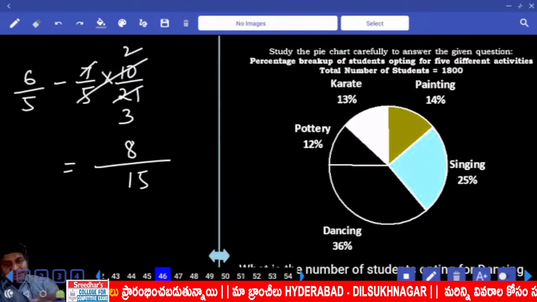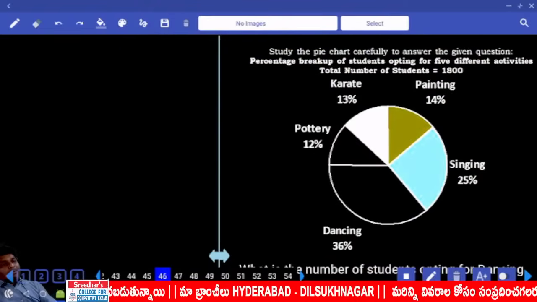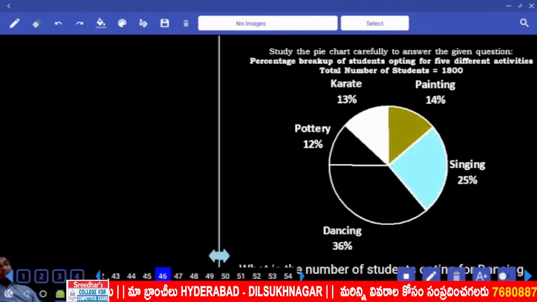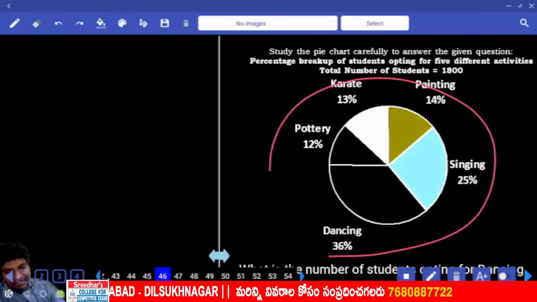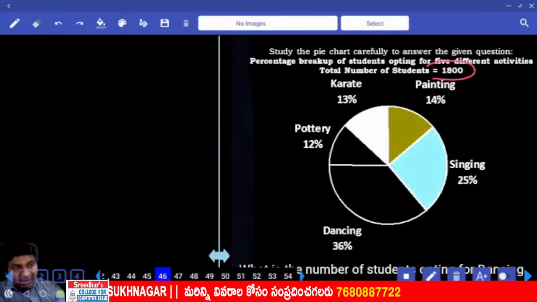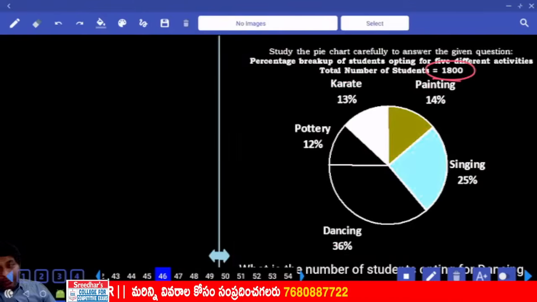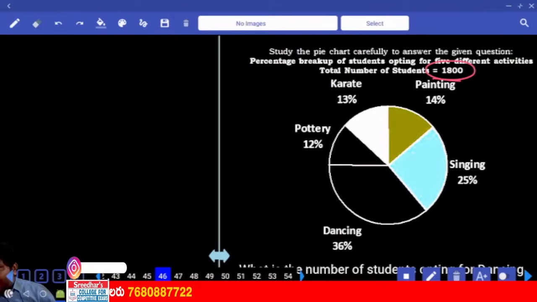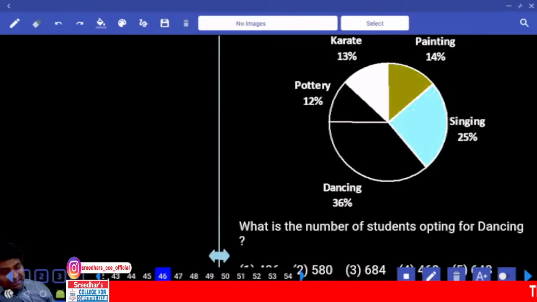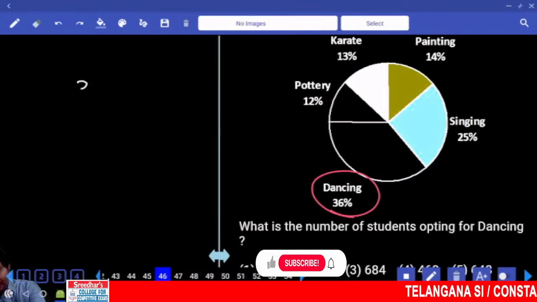The percentage of breakup of students opting for 5 different activities, total number of students 1800. Information is given in terms of percentage. 100% is equal to 1800, 1% is equal to 18, which is a 9 multiple. So if your question is about sum or difference, answer should be a multiple too. What is the number of students opting for dancing? How much percent? Where 1% value?